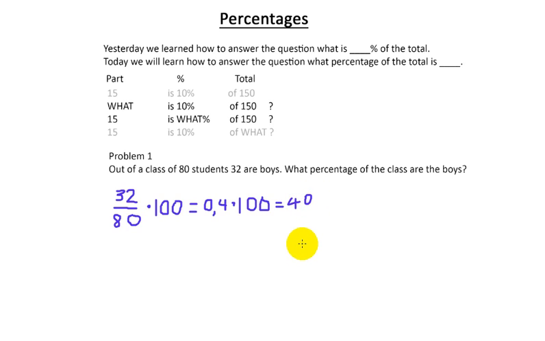So my answer should be that 40% of the class are boys. That's my answer. It's as simple as that. Divide the part by the total and then multiply it by 100. But be careful, because the important thing here is that you need to know that you're in this type of problem.